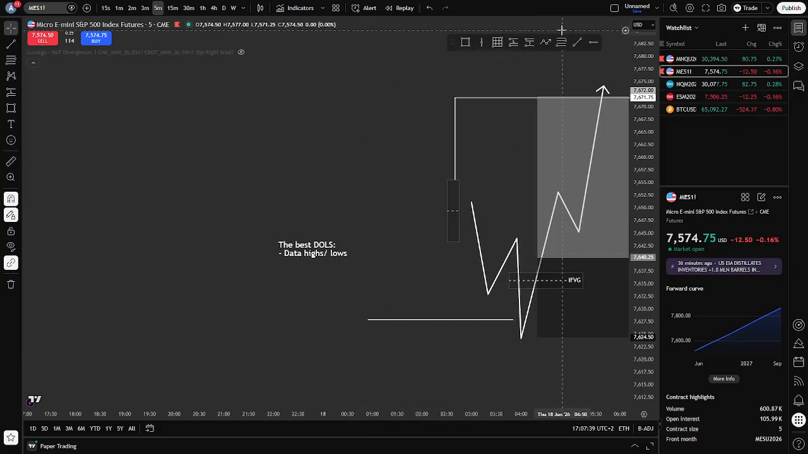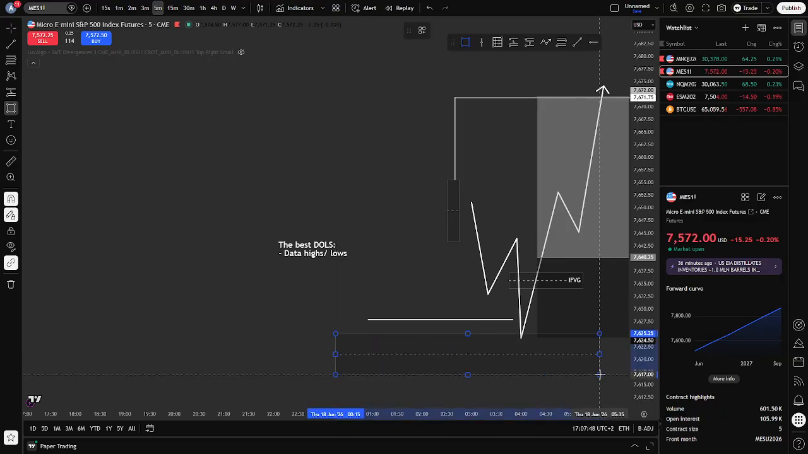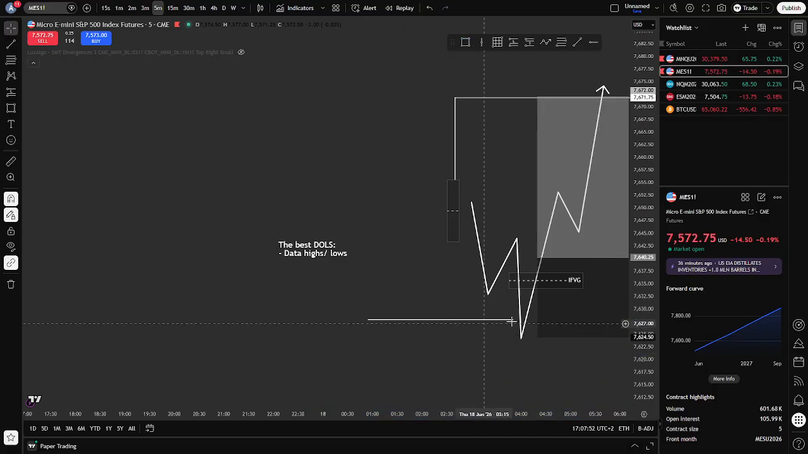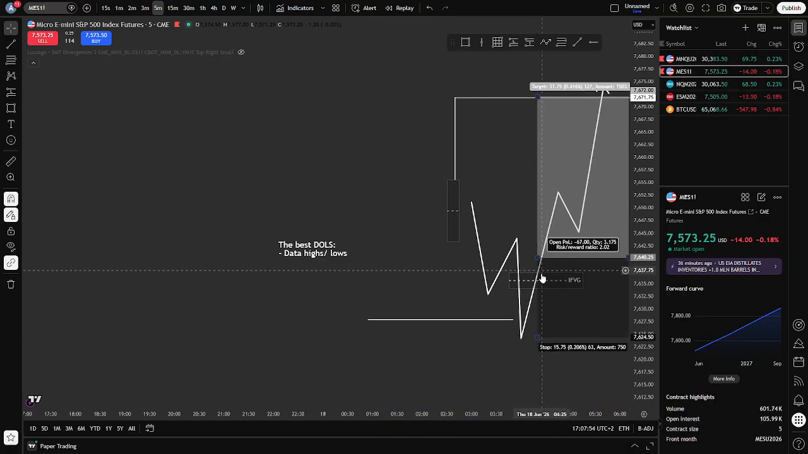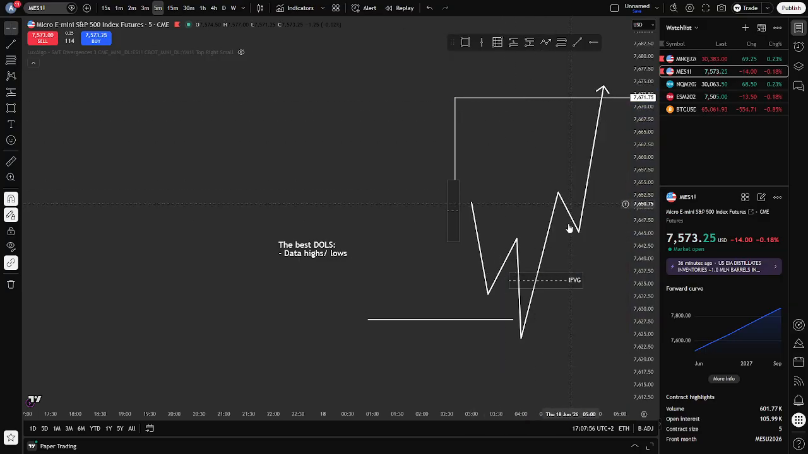You have some type of liquidity sweep. So let's say right here you sweep this low. That is like Asia, London, whatever, doesn't matter. Right here you are in a higher time frame PD array, fair value gap, order block, breaker block, anything like that. BAM, IFVG confirmation, you enter targeting data highs.